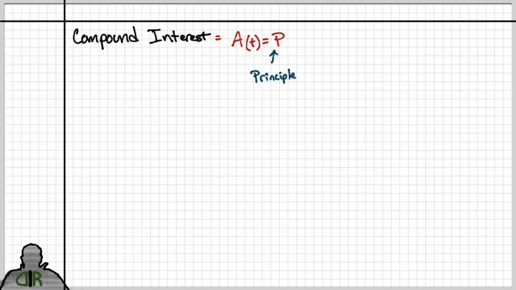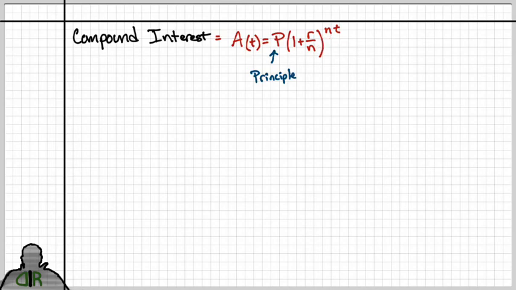So A of t equals P, and P is going to be the principal amount. Principal meaning the initial amount. Could be the starting value of a loan, could be the starting value of a debt, whatever it may be. And then, oh gosh, look at that. It's painful to watch. Okay, 1 plus r over n, to the power of n times t.